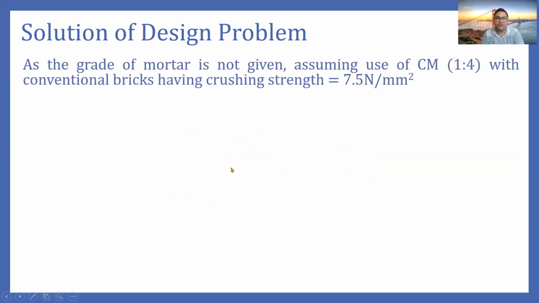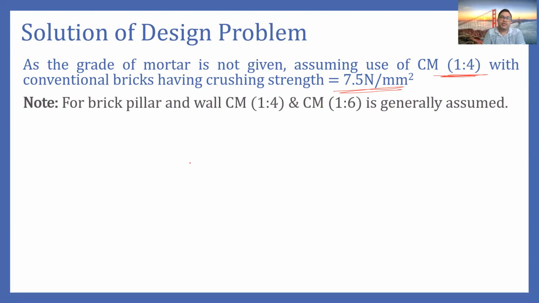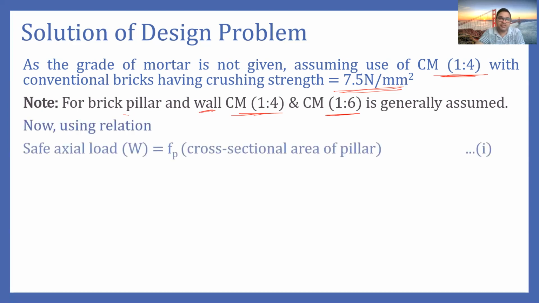You can see here, as the grade of mortar is not given, we are assuming that cement mortar 1:4 is used, and the conventional brick is having crushing strength 7.5 Newton per mm square. That is the strength of first class conventional bricks. We also know that for a pillar, we generally take cement mortar 1:4, and for a wall, we take 1:6 respectively. Now, as I said, the safe axial load can be calculated by this relation: W is equal to FP into the cross-sectional area of the pillar. We can consider this as equation 1. This equation will be used later.